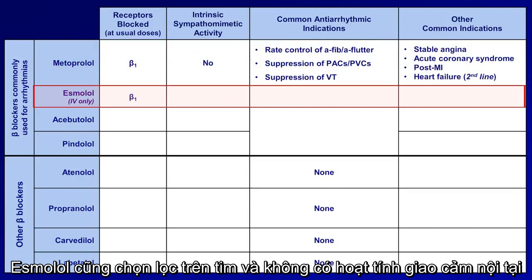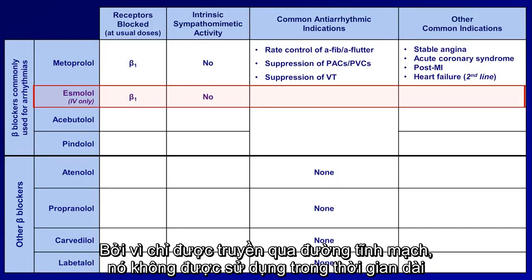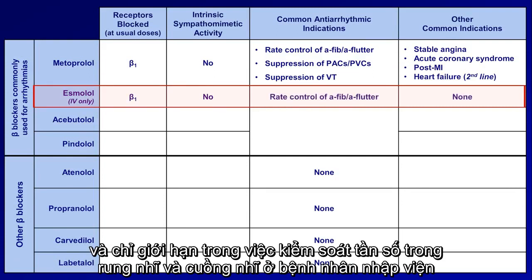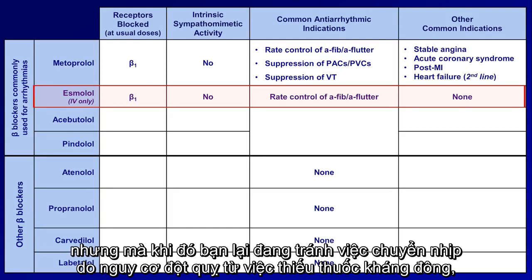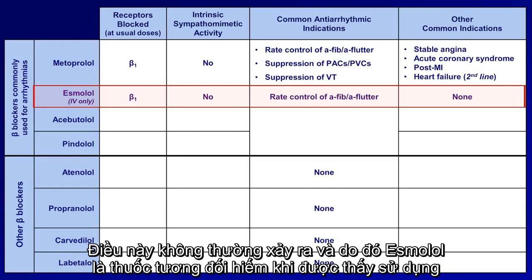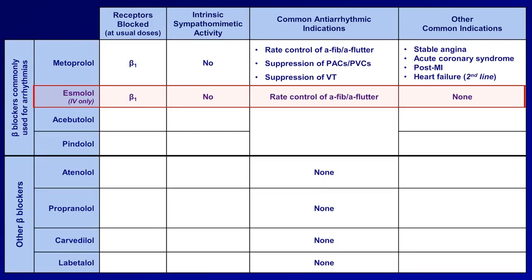Esmolol is also cardioselective and has no intrinsic sympathomimetic activity. Because it's only available IV, it has no long-term use and is limited to rate-controlling AFib and aflutter in hospitalized patients. Its very short half-life is most well suited for patients with rapid AFib or aflutter who are hemodynamically tenuous, but in whom you are trying to avoid cardioversion due to the stroke risk from a lack of anticoagulation. This doesn't come up often, and thus esmolol is a relatively uncommon drug to see used.